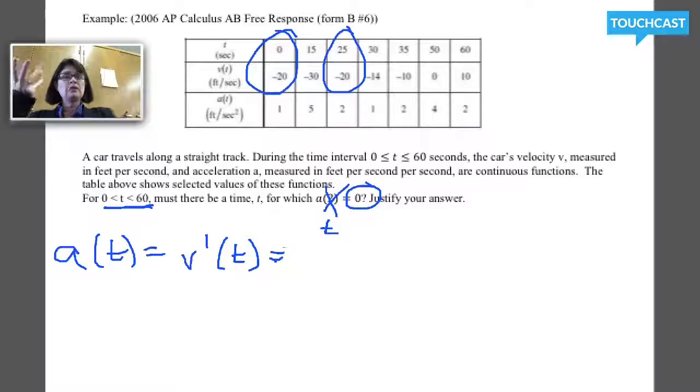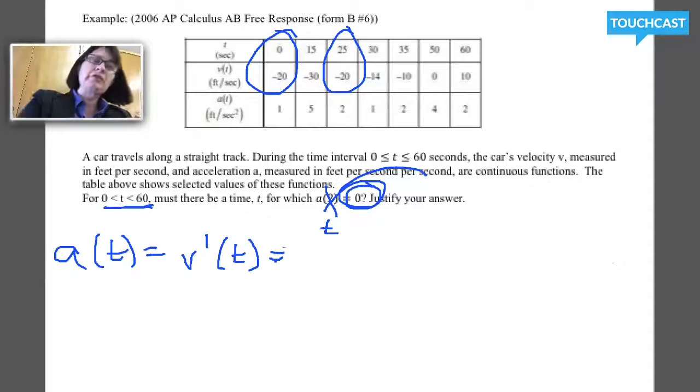Remember, my work to use the mean value theorem problem to justify the existence of some t value takes two parts. I have to show that I found an average rate of change that equals the number I was supposed to find. And then I have to give a write-up stating that I checked the hypotheses of the theorem and that I can therefore make my conclusion.